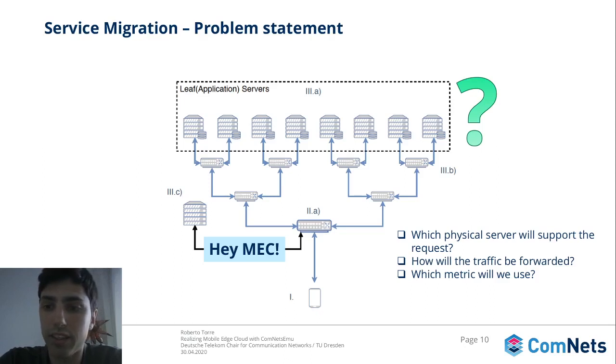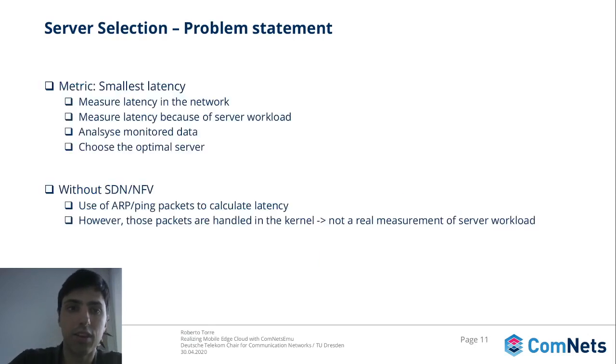Or which metric will we use? Because, as I said, this time we're going to use latency, but it could be, for example, throughput, because our user wants throughput, not latency. So, as I was saying, the metric is going to be the smallest latency.